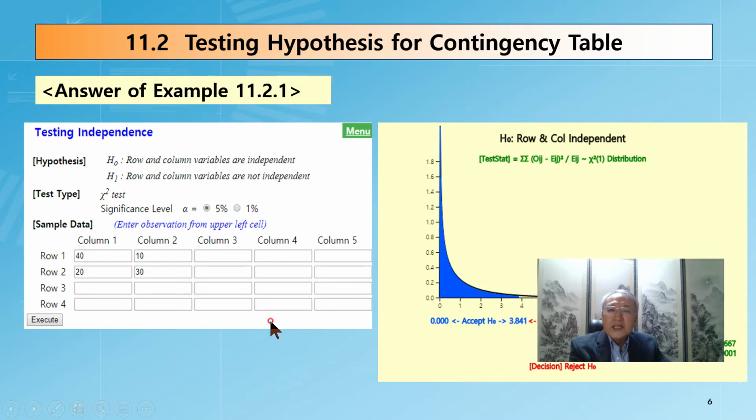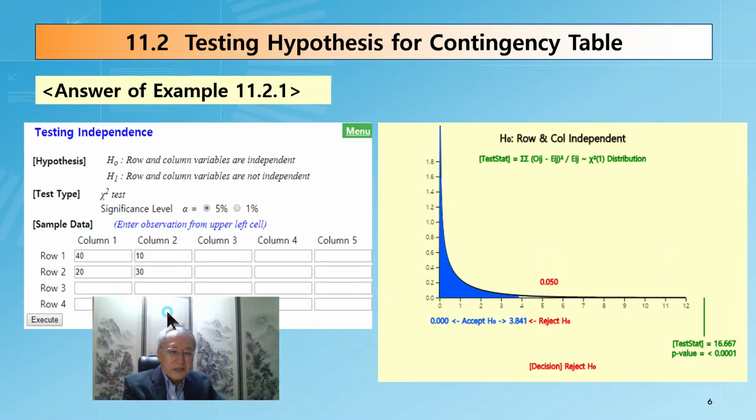In the East and New module, you can do it in this manner. Just enter your data, rows and columns, in this manner. It's a 2x2 cross table. Then if you click the execute button, it generates the chi-square distribution, chi-square with 1 degree of freedom, r-1 times c-1, which becomes 1. The test statistic is located somewhere over here, and the critical line is here, 3.841. Therefore, you have to reject.